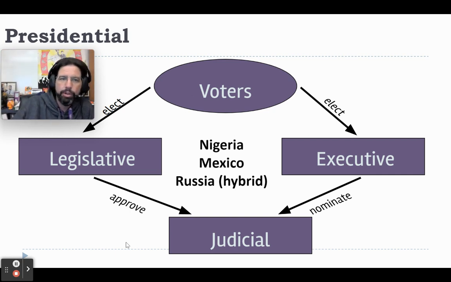Now, you'll find the presidential system. You have the Russian hybrid that we've already talked about, but you'll find this system in Nigeria and Mexico. In both circumstances, the legislative branch has two houses. In Nigeria, that has the Senate and the House of Representatives. Whoa, just like the United States. That is correct. In Mexico, they have the Mexican Senate, and the Chamber of Deputies is the lower house. Cool name, by the way.